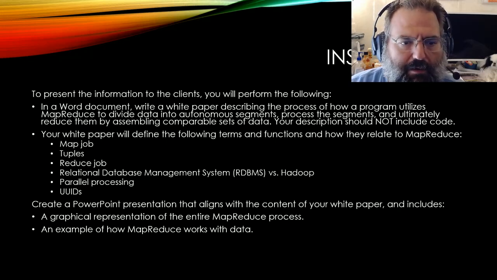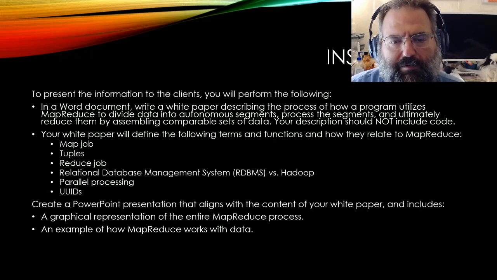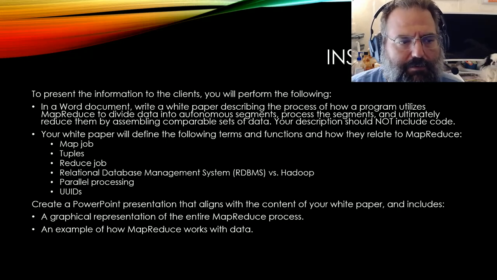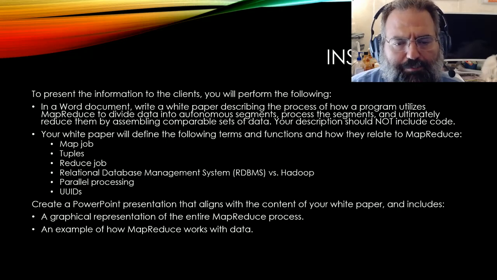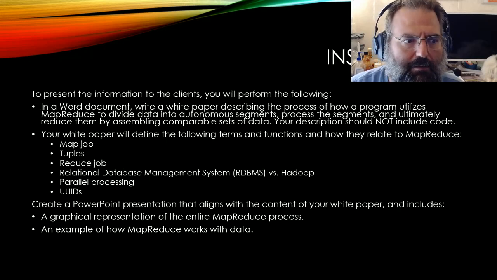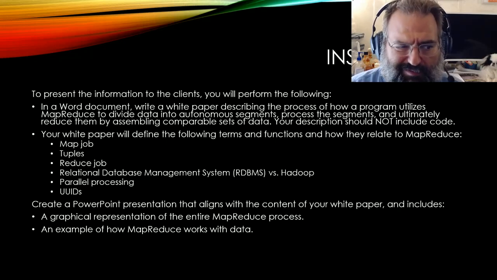So you basically are to describe the process of how a program utilizes MapReduce to divide data into segments, and then process those segments, and then ultimately reduce them by assembling the comparable set of data. So basically, how does it go back together? Your description should not include code, so don't do code, even though I'm going to show you some code, hopefully here in a little bit. That's more about deliverable 2, because deliverable 2 has historically been quite challenging.